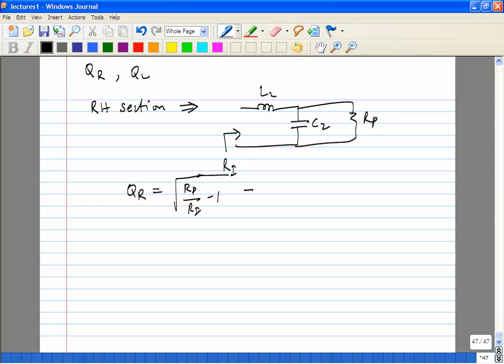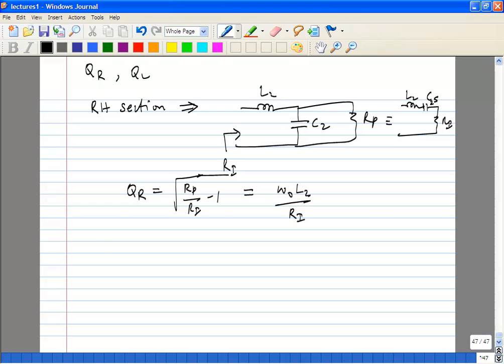And you also know this is equal to omega naught L2 over Ri, for the series. So this one you can rewrite it as, so you have Ri, you have, let's say, C2S, and you have L2. So similarly, you know that your omega naught L2 over Ri is also the Q of the right side network. Is that clear?